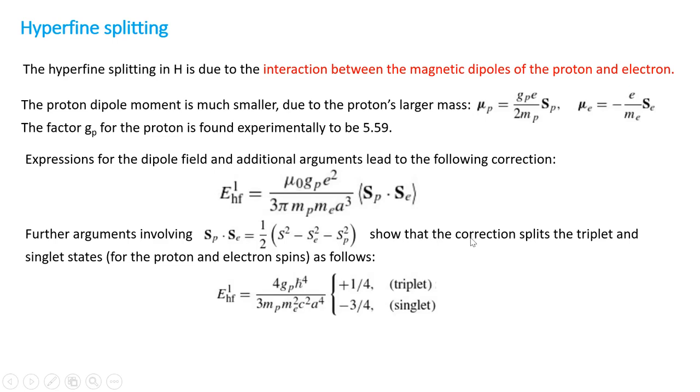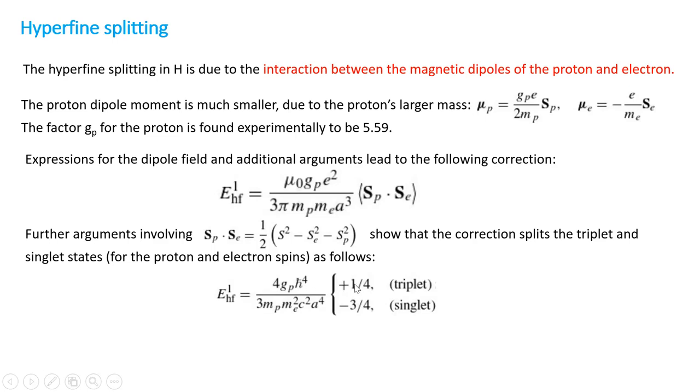And this actually shows, among other things, that this correction splits the triplet and singlet states for the proton and electron spins. Remember, the triplet states are basically when the proton and electron spins are lined up together, and the singlet states are when they are anti-aligned, roughly speaking. So we have the triplet state equal to this constant, which is similar to this constant. It's got some h bars in it because of the expectation value of S_p dot S_e, plus 1/4 for the triplet, minus 3/4 for the singlet. So the difference between them would just be this quantity here.